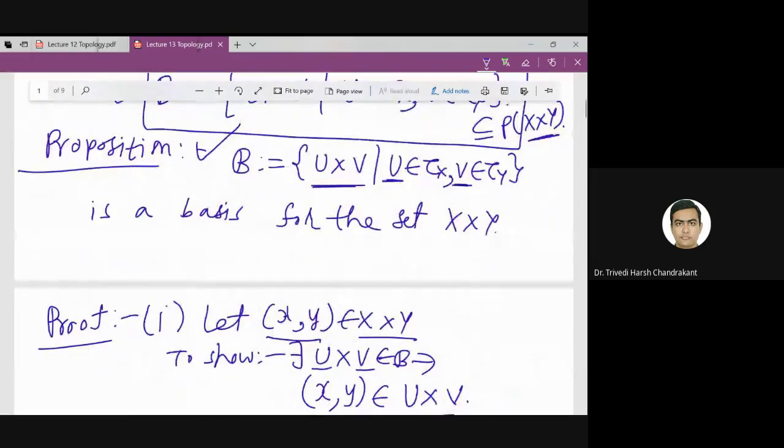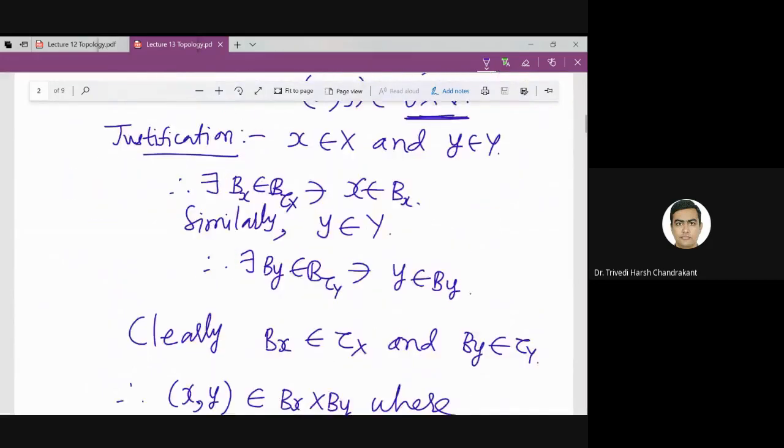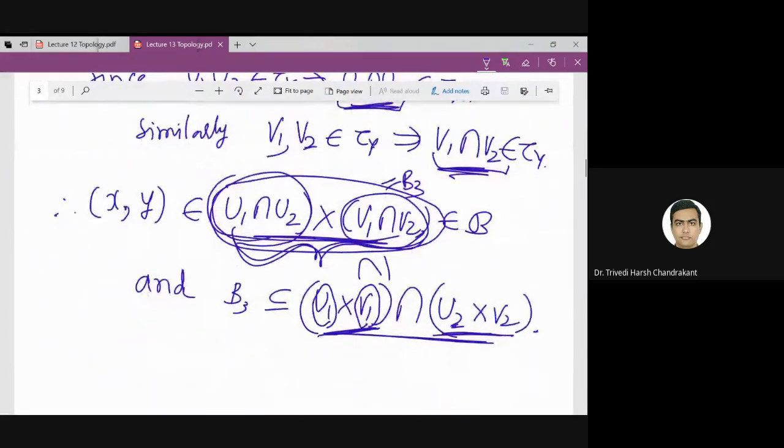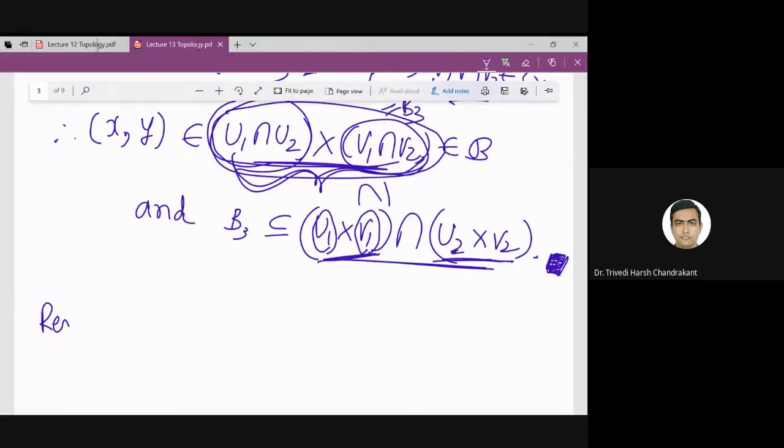So we verified that this set is a basis on x cross y. So since now it is a basis, we take all the unions of these sets. So that is a topology. So let us just write down. So this proves this proposition and remark.